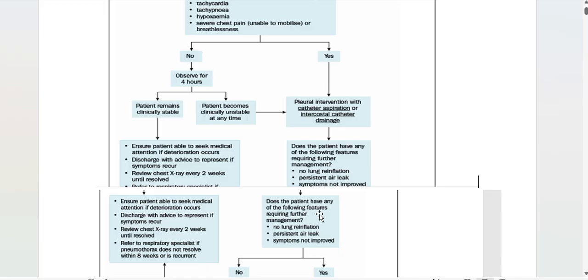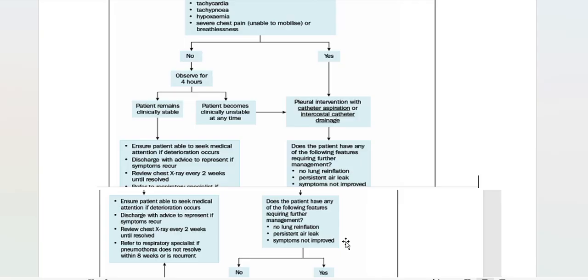Does the patient have any of the following features requiring further management? No lung reinflation, persistent air leak, symptoms not resolved. What does it mean? You will do the needle thoracostomy. And if the patient is somehow not really stable, the patient still has the symptoms, then you will do the drainage, right? Chest tube drain. And then if the patient is still unstable, vitally unstable, still tachycardic, and the chest is not inflating, then we have to check the chest tube.